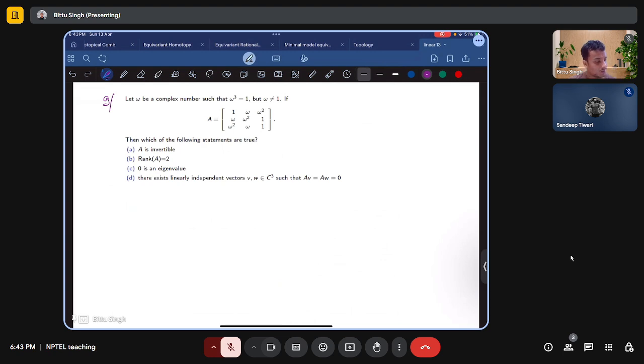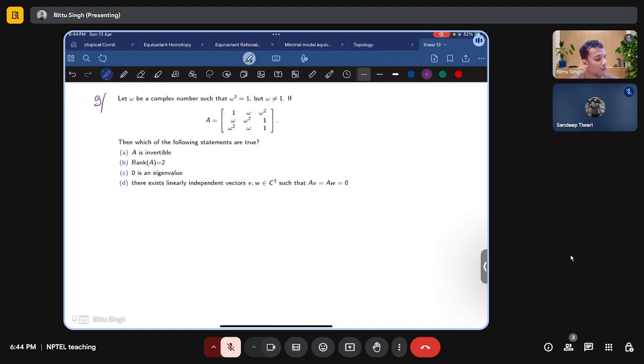Question number 9. Here you can see that omega is a complex number, that is, omega is a cube root of unity. Now, what about the rank of A?